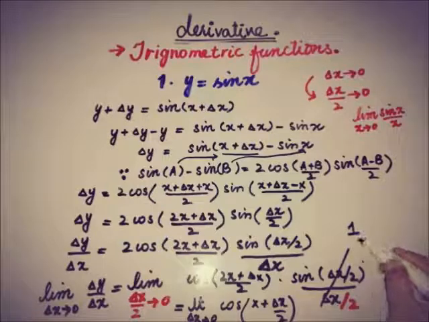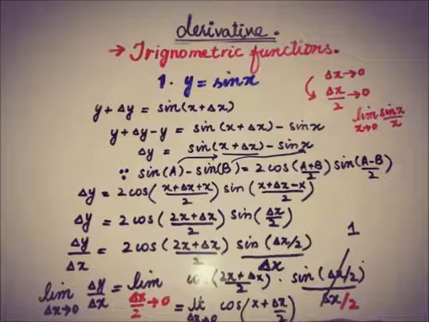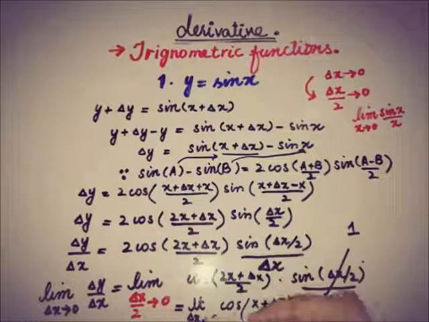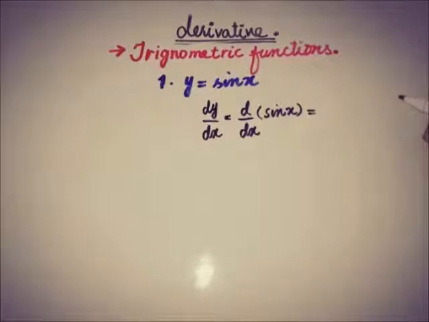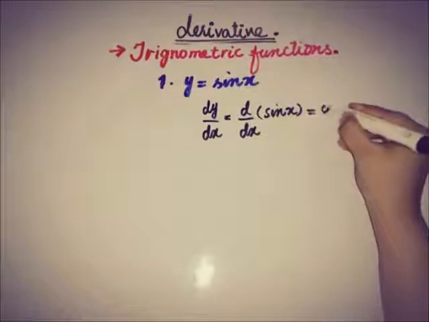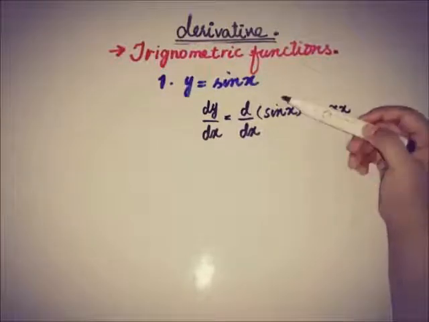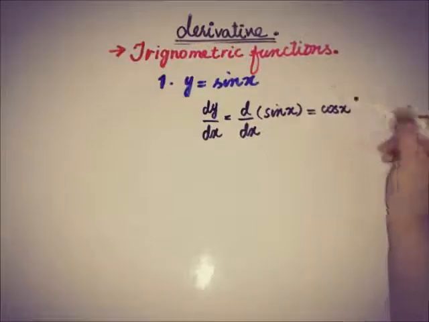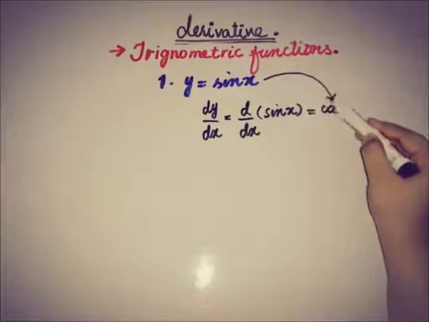So there is no need of writing this expression anymore, and we are left with limit delta x by 2 approaches 0 of cos of (x plus delta x by 2). By applying limit, as delta x by 2 approaches 0, this factor will equal 0, and we are only left with cos x. Now we have seen that the derivative of sine of x with respect to x is cos of x, and we have proved it by using the definition of the derivative. So the derivative of sine x is cos of x.